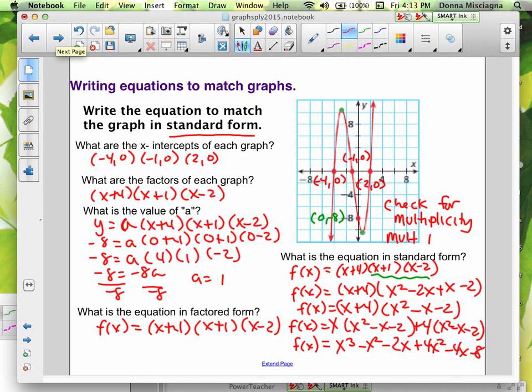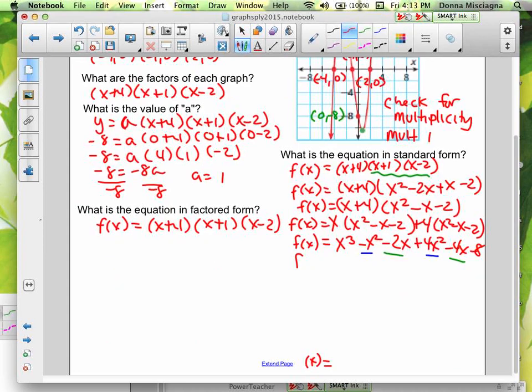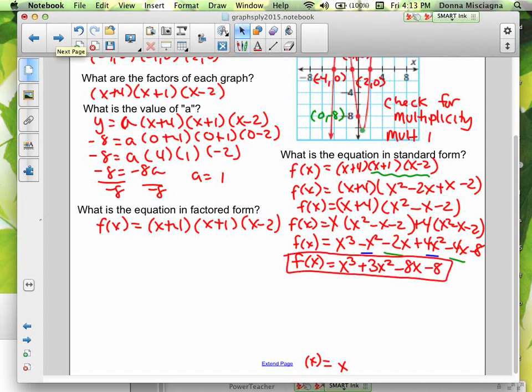And let's see, do we have any like terms? Yes, we do. We have the squared terms, and then we also have the x terms. So let's add those together, and we're all done writing our equation in standard form. So f of x equals x cubed, negative x squared plus 4x squared would give us 3x squared. Negative 2x plus negative 4x is negative 6x and minus 8. And so here's our equation in standard form.